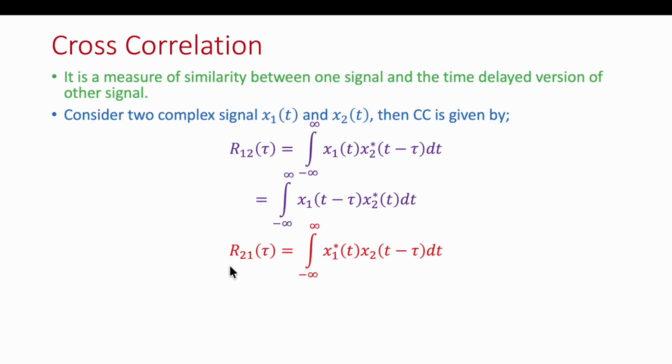Or you can write it like this, R21. It means the complex conjugate of the first signal multiplied with the shifted version of the second signal. Or you can write the complex conjugate of the shifted version of the first signal multiplied by the second signal. All these four equations you can use for the cross correlation, for the similarity between signals 1 and 2, or between signals 2 and 1. That is why it is called the cross correlation.